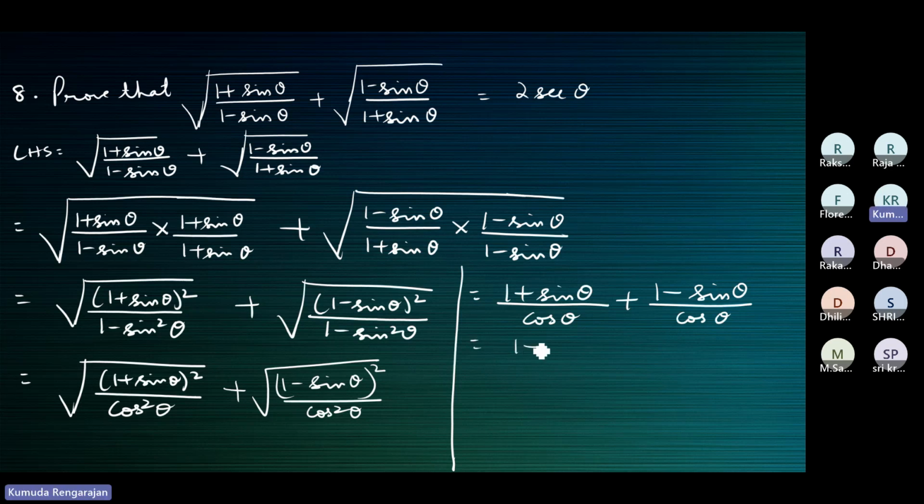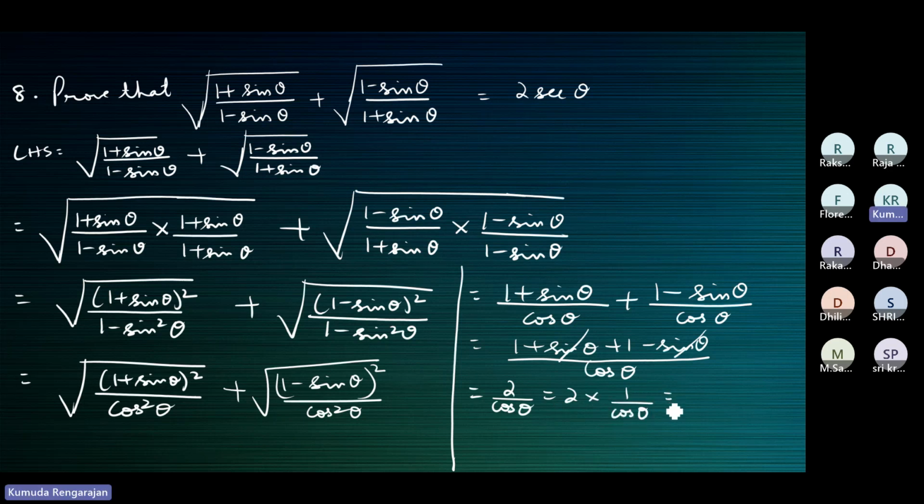Now common denominator. So you see plus sine theta minus sine theta gets cancelled. So we have 2 by cos theta, which is nothing but 2 into 1 by cos theta, which is 2 secant theta, which is the RHS.